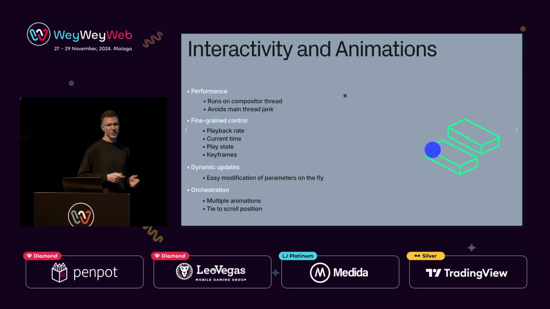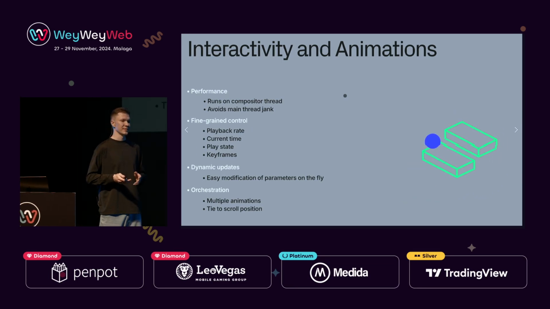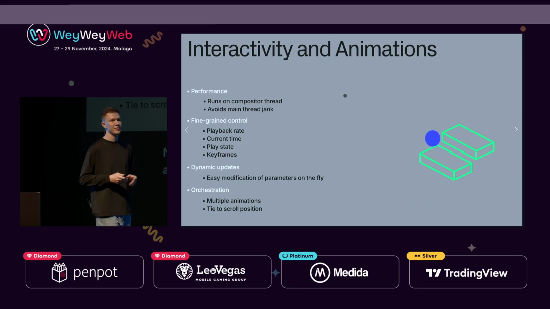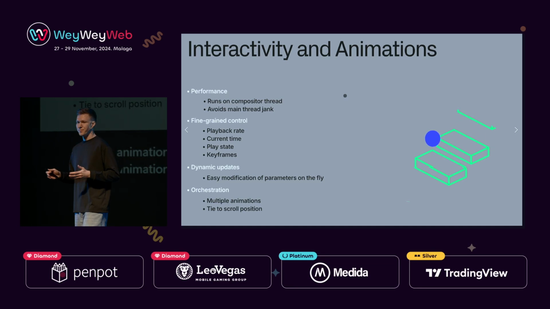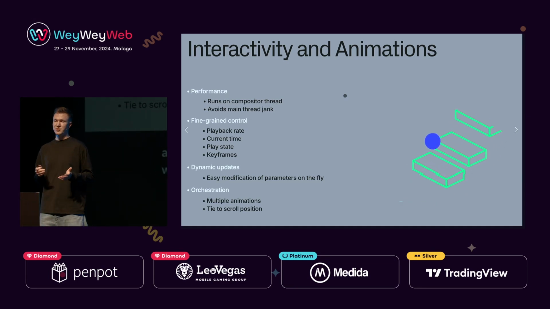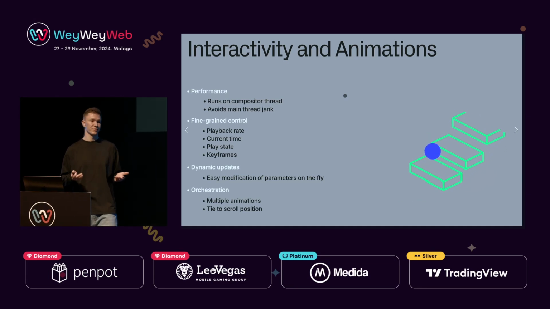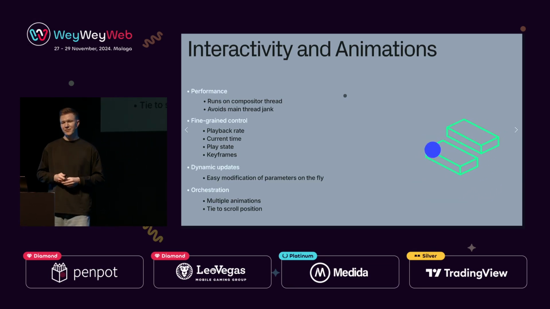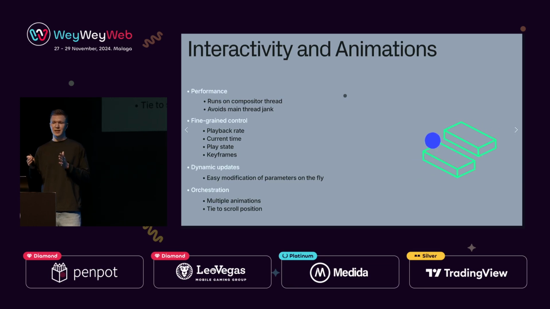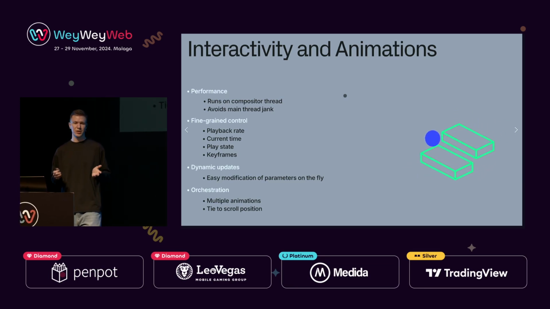Now let's talk about bringing the page to life with interactivity and animations. We make heavy use of the Web Animations API. And the Web Animations API is better for us than traditional CSS or JavaScript animations for several reasons. First of all, it's performance, of course. The Web Animations API runs on the compositor thread, avoiding main thread blocking.